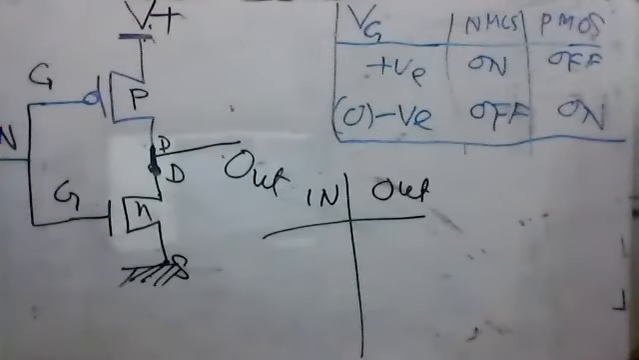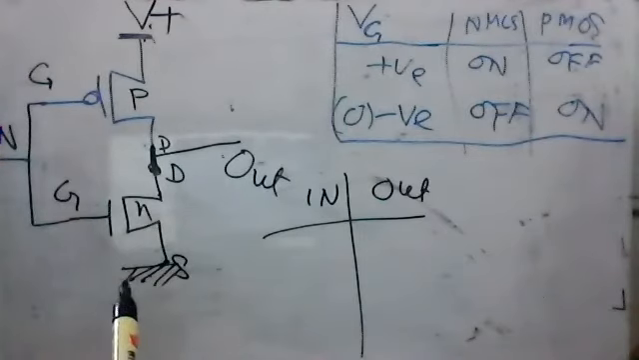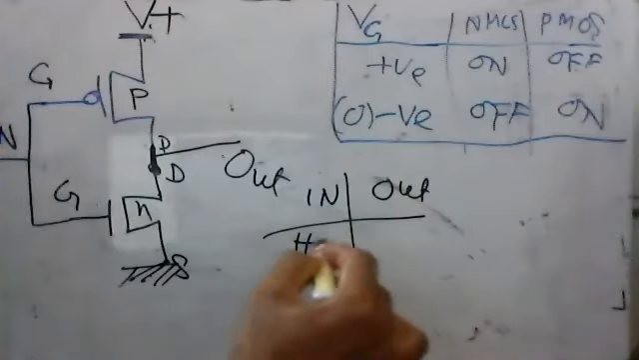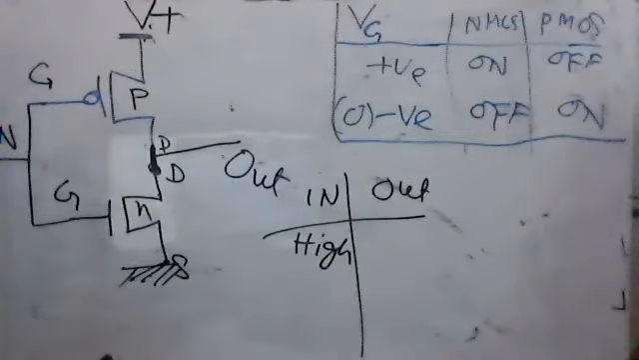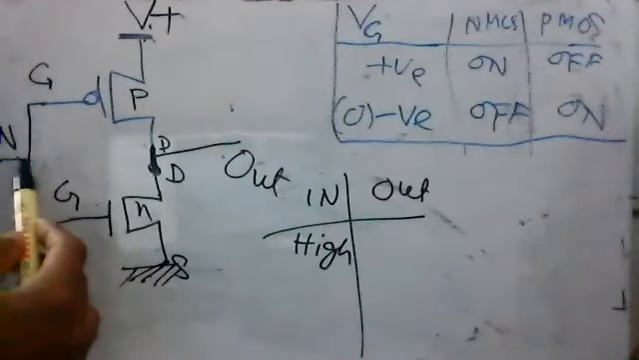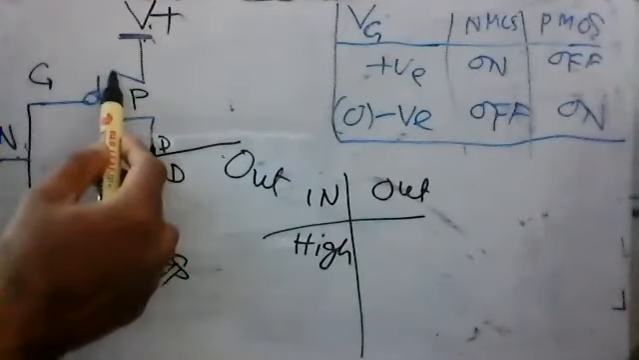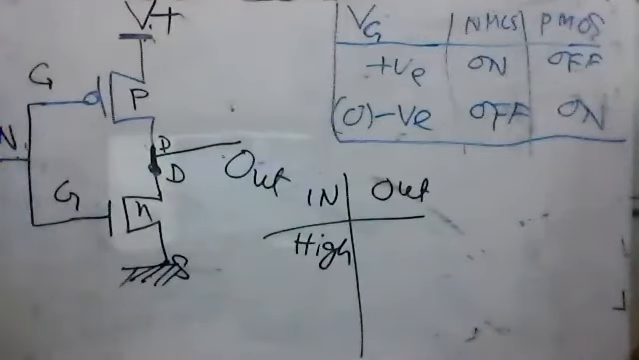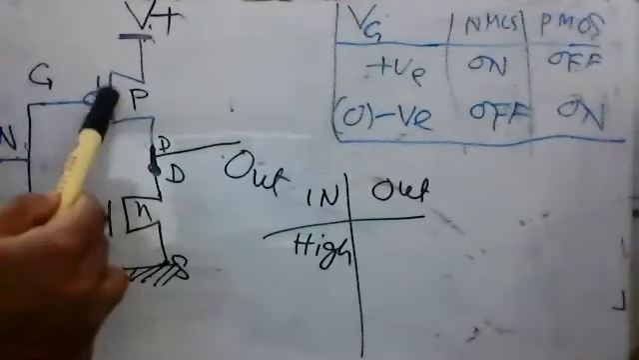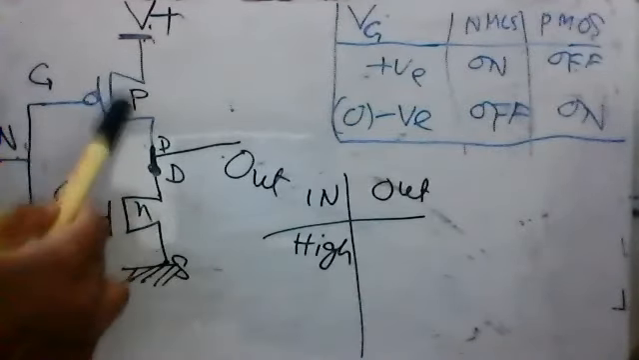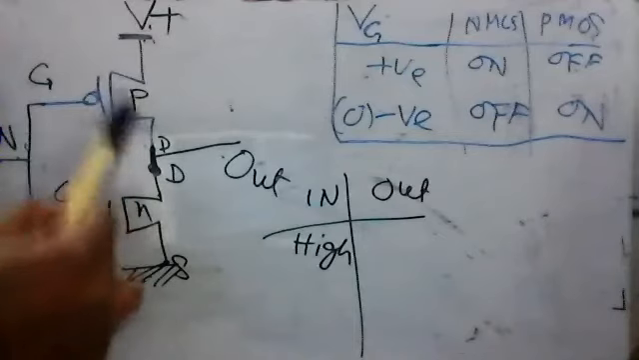First we will apply high voltage. The input is high. High voltage we apply here, input is high. So when input is high voltage, what will happen? Go to the PMOS. This is a PMOS, and we know this. If we apply high voltage at the gate of the PMOS, then nothing happens here. There will be no channel and no current flow.